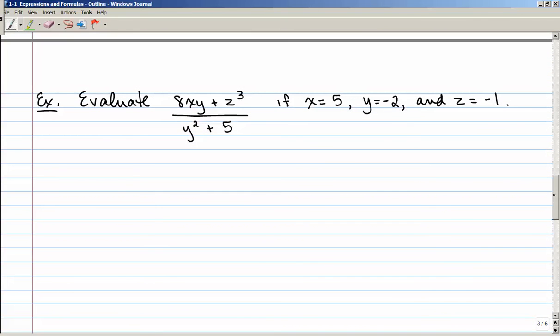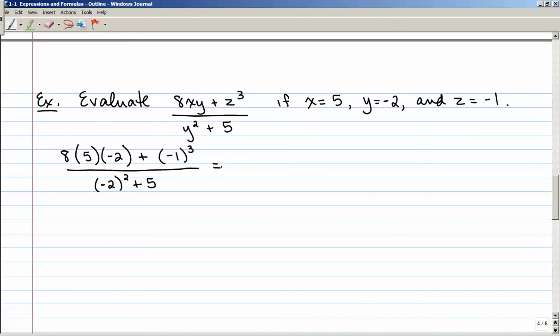Next example. Let's evaluate this expression if x equals 5, y equals -2, and z equals -1. First step is to plug in values for x, y, and z. So I have 8 times 5 times -2 plus a -1 cubed all over -2 squared plus 5. If it's a particularly complex problem like this, before I start using order of operations, I like to go back and make sure that I did plug in everything correctly, and that looks pretty good.